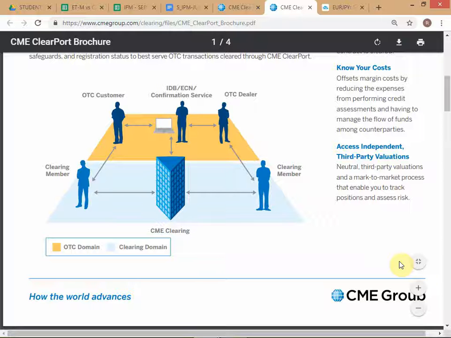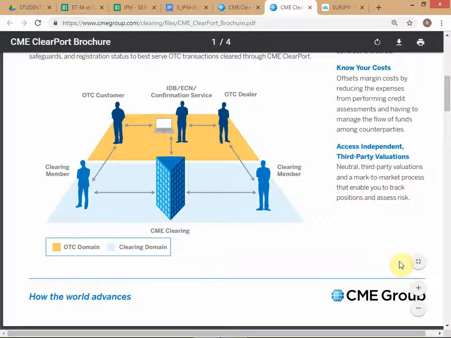You have two OTC customers dealing with each other, and the IDB is the interdealer broker, which you can think of as just a broker. In the OTC markets they are connected by a broker, but that need not be the case. You can flip out the broker from the middle because two OTC customers can directly call each other. Now they do the transaction, then they pass it to CME Clearport, which means they connect to one of the clearing members. You can see how the setup is that the clearinghouse deals only with clearing members.